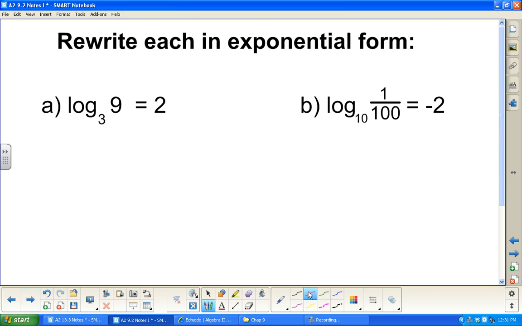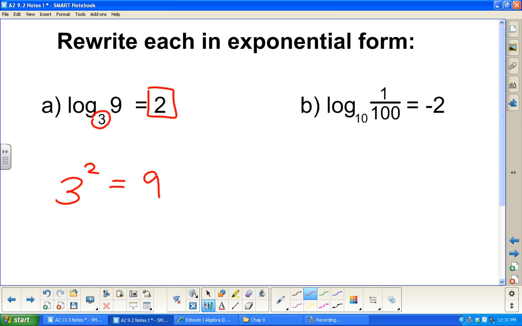So again, I always ask myself, what's the base? Okay, and the base is always the little subscript there. So 3 is my base. I'm raising it to the second power, and that should equal 9. Okay, and it does. They gave us all the pieces.